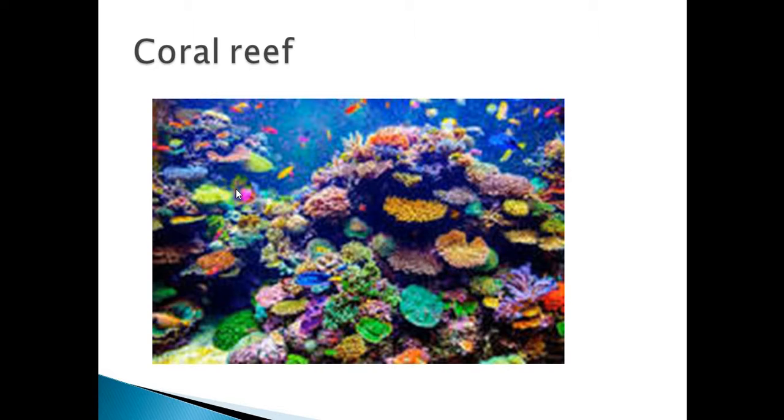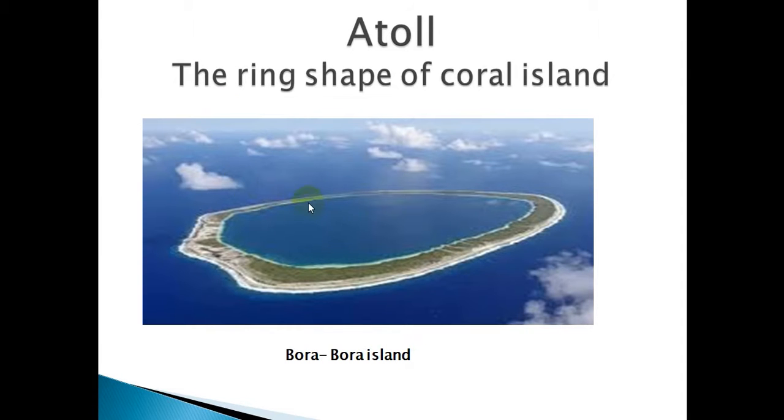So the corals form around the volcanic island, and by the time the island itself sinks down, like here, do you see the ring? This ring is made of corals. So the ring shape of the coral island, and the middle part, which is the island, sinks down, and only the coral ring stays, and this ring is called an atoll, or the ring-shaped coral island. Okay, and in the middle we have the lagoon. This is like Bora Bora Island.